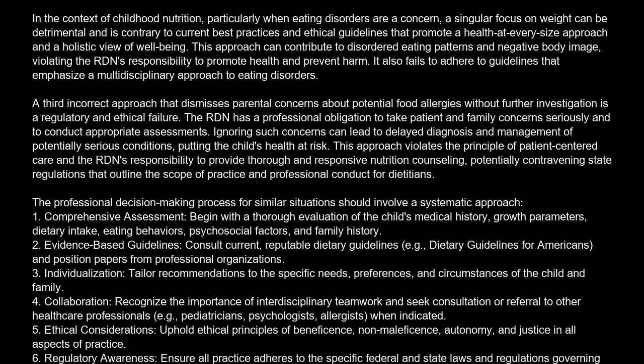The professional decision-making process for similar situations should involve a systematic approach. 1. Comprehensive assessment. Begin with a thorough evaluation of the child's medical history, growth parameters, dietary intake, eating behaviors, psychosocial factors, and family history. 2. Evidence-based guidelines. Consult current reputable dietary guidelines, e.g., Dietary Guidelines for Americans and position papers from professional organizations. 3. Individualization. Tailor recommendations to the specific needs, preferences, and circumstances of the child and family.